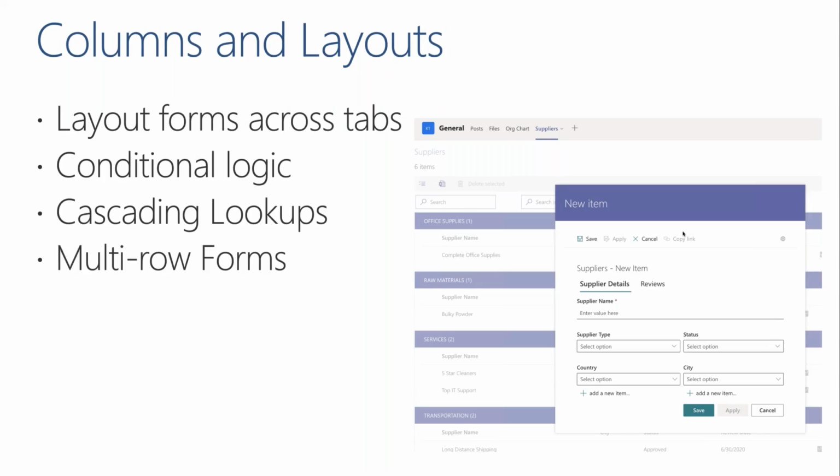We're going to look at how we lay out forms with things like different columns, layouts, introducing conditional logic, cascading lookups, so that idea of selecting a value and then filtering the next column. And then we're going to also look at multi-row forms.